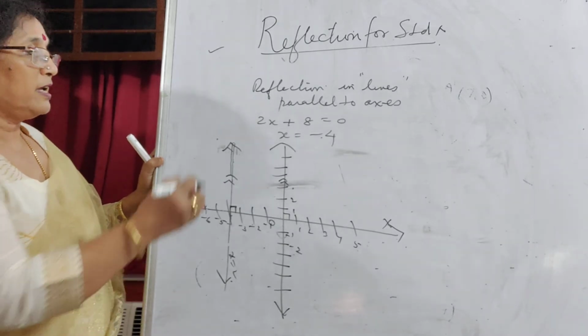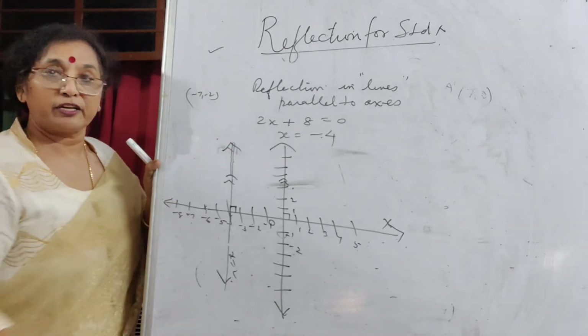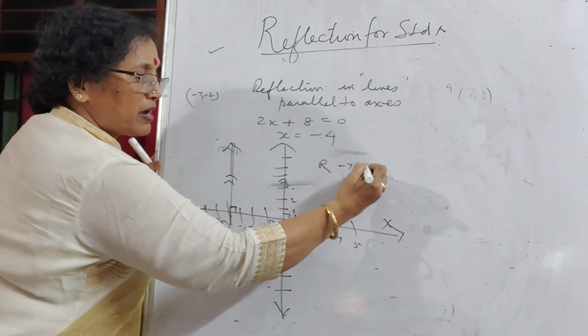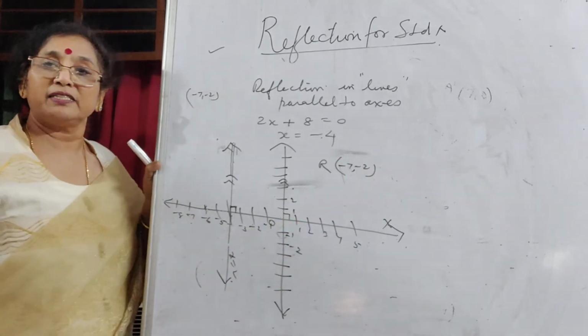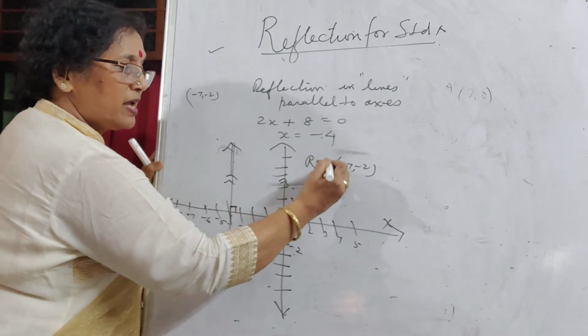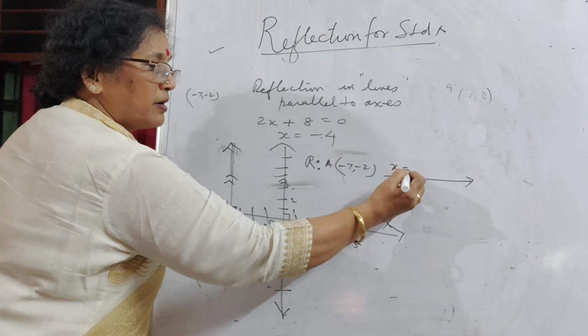Now suppose I say (-7, 2), you have to reflect this point. Now we'll do it graphically. Reflect (-7, 2). Let us call this name A. R is for reflection, colon. A is (-7, 2). Okay, x equals -4.